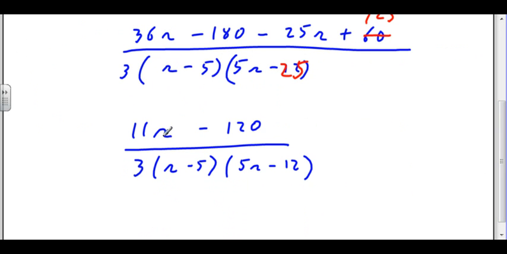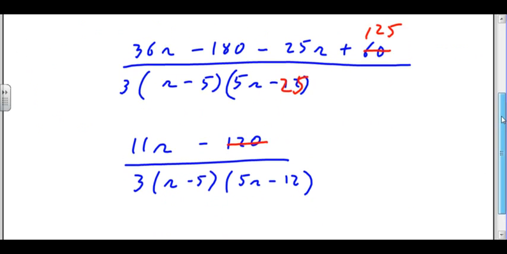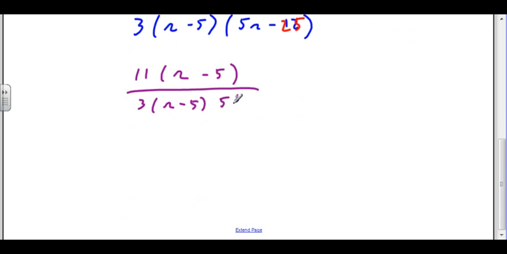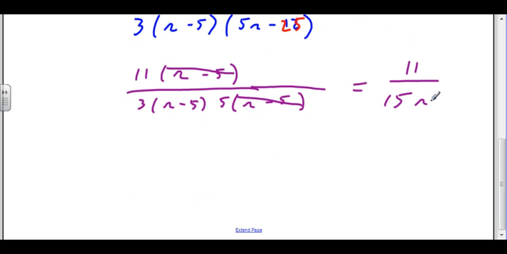I still get 11r, but that guy is 55. Is that what he is? 55. Okay, I have a 25 sitting down there. So have I made enough corrections? All right, so I've got 11r minus 5 divided by 3, r minus 5, times 5, r minus 5. All right, so the r minus 5 goes away. I got 11 over 15 r minus 5.